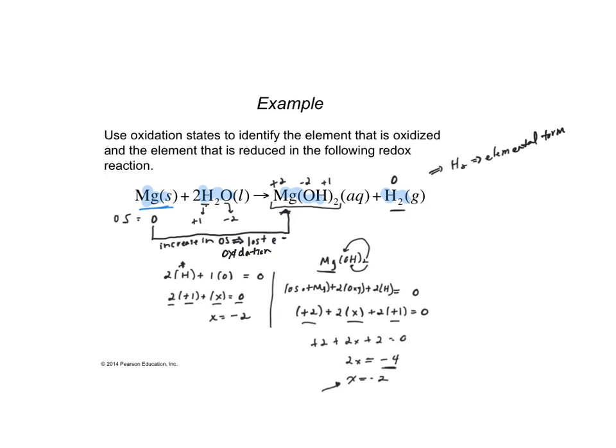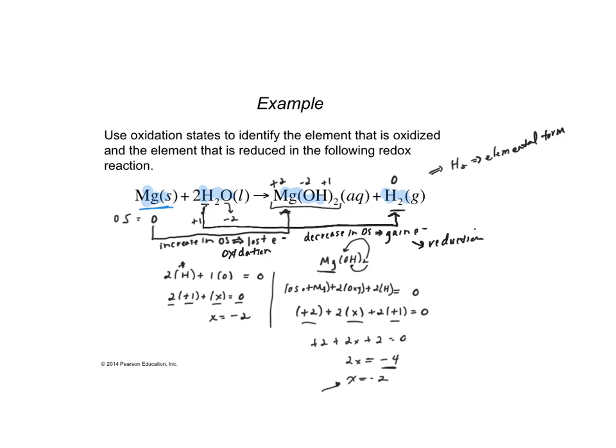Whereas for hydrogen here, we go from a +1 all the way to a 0 over here. So we have a decrease in oxidation state. If we go from a +1 to a 0, the only way to do that is to lose electrons. No, Chelsea, that is not the only way to do that. The only way to do that is to gain electrons. Gain of electrons will make things more negative. We go from a +1 to a 0, and so this is reduction.